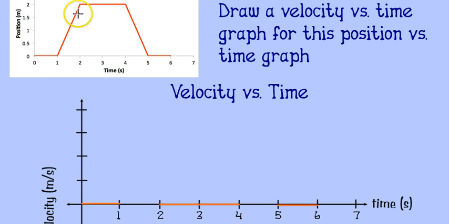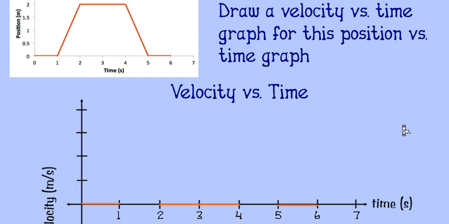So looking at rise, this goes up 2 and over 1. And so the velocity in this case is a positive 2 meters per second. Looking at the other portion between 4 and 5 seconds, this went down 2 and over 1. So we have a negative 2 meters per second velocity for that portion of time.